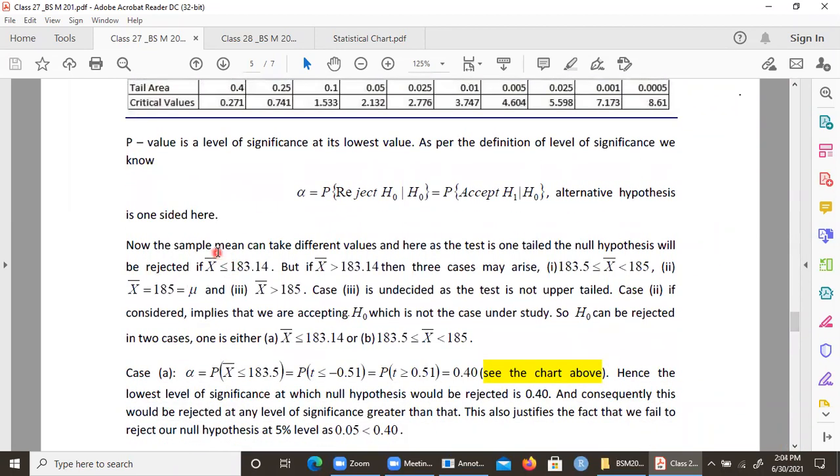Now carefully understand what is going to happen over here. For your sake, I'm going to draw a very simple diagram like this. And suppose this point is 185, which I'm about to test. Now, what is happening? The sample mean can take different values, and here, as the test is one-tailed, the null hypothesis will be rejected. Okay, so on the basis of the sample mean, breaking strength is 183.14. We have already used it.